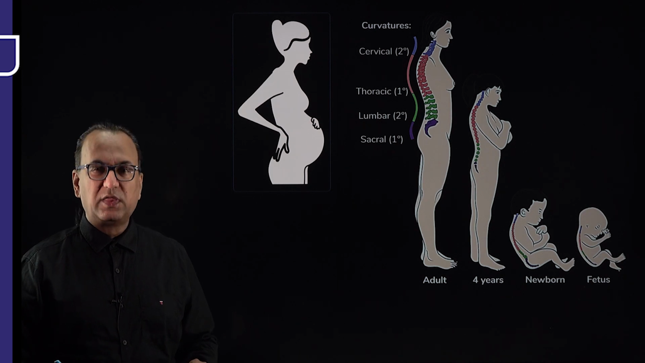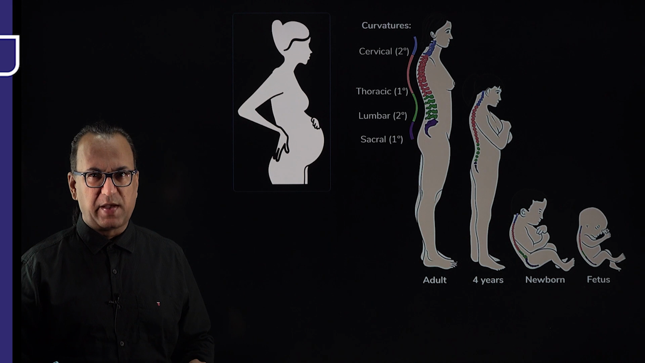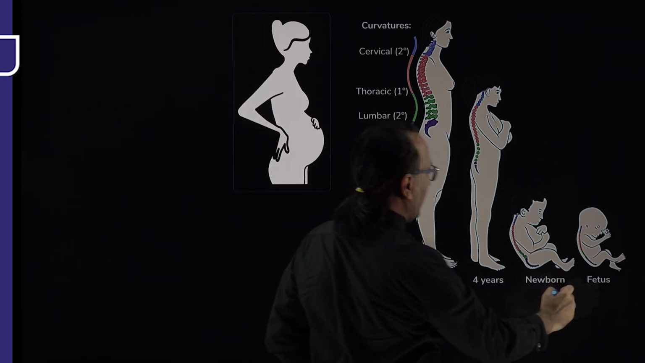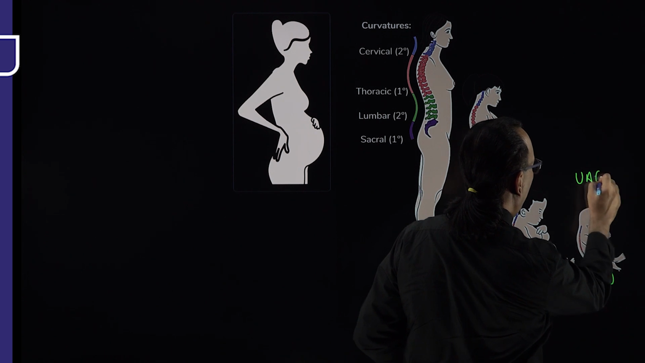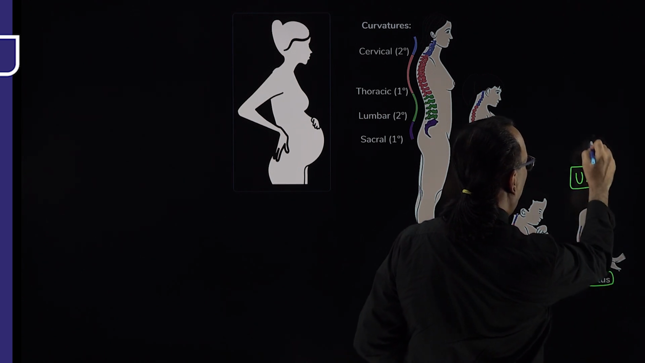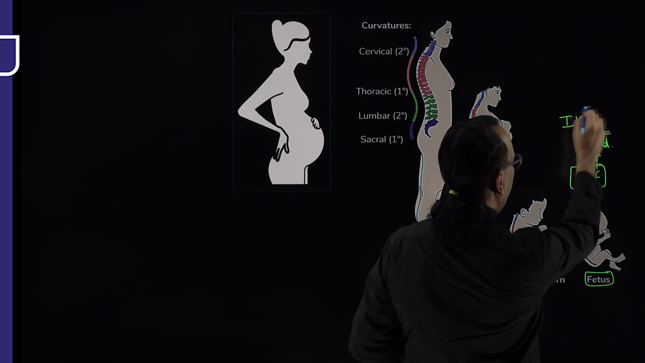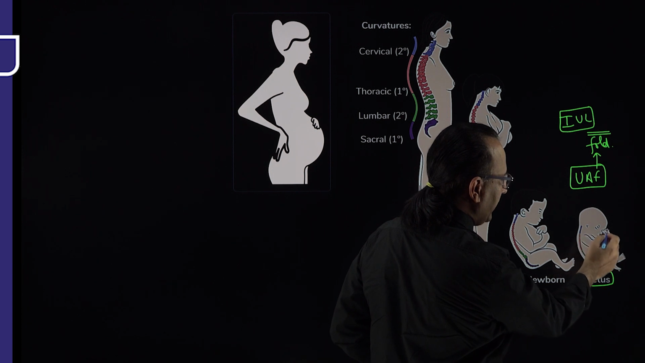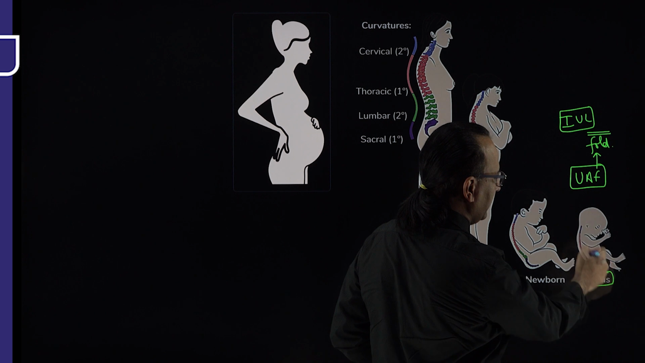As we begin on the back region, let us talk about the curvatures which are seen in the spine or the vertebral column. We need to understand that when a baby is in the intrauterine life, that time it is going to have what is called the universal attitude of flexion. Flexion means folding. So all the joints are folded in the intrauterine life. As you can see, the neck is in flexion, the upper limb joints are in flexion, lower limb joints are in flexion, and even the vertebral column is in flexion.